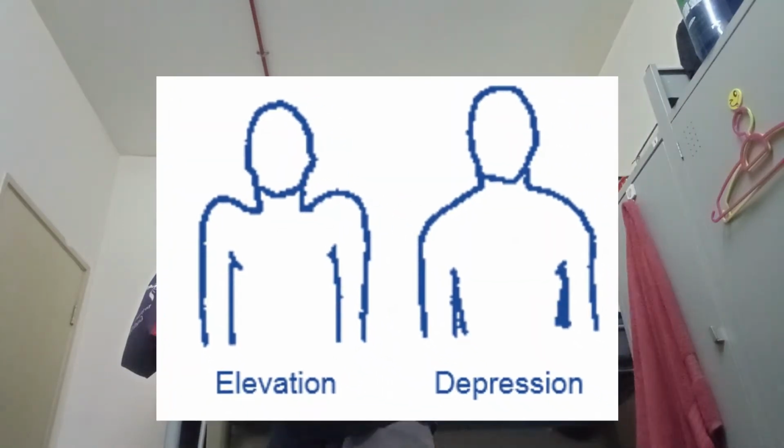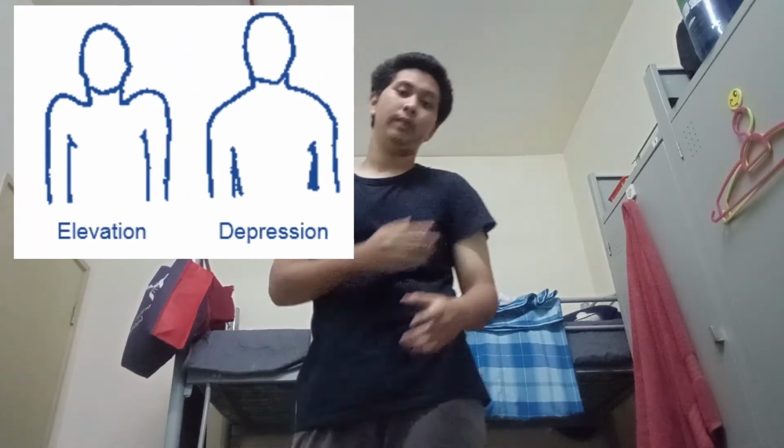In this video, I will be presenting and demonstrating the fundamental movements of the upper limb. Firstly, we look at the shoulder. One of the shoulder's fundamental movements is elevation and depression. Elevation is when your shoulder moves upward like this, and depression is when your shoulder moves downwards.